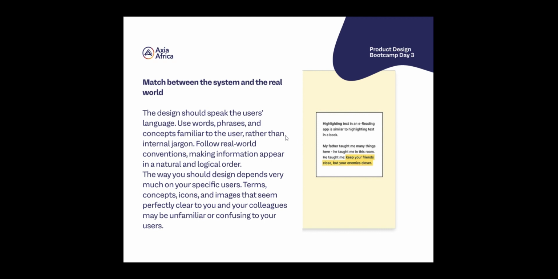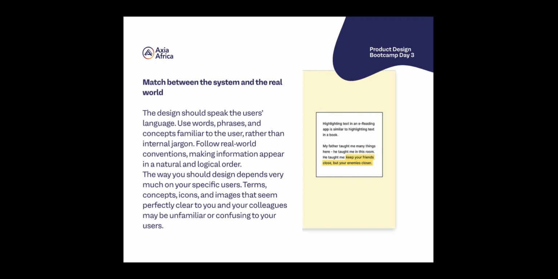So why is this? Why is it that when you highlight text in an e-reading app, for those that have used Adobe Acrobat or Nitro Reader or even Microsoft Word, and you've highlighted the text using a particular color, it's the same as highlighting when you are reading a physical book? Why? Because it gives you a sense of similarity.